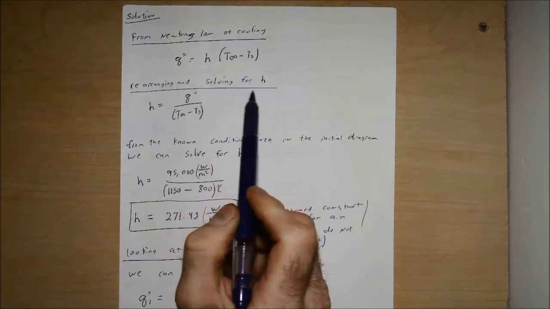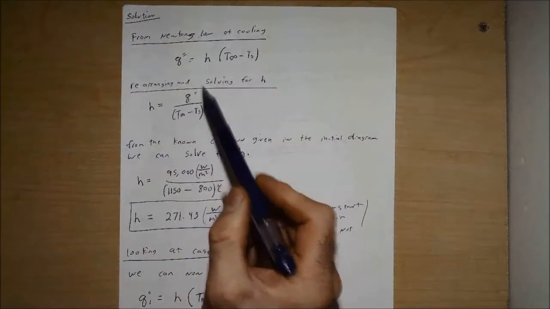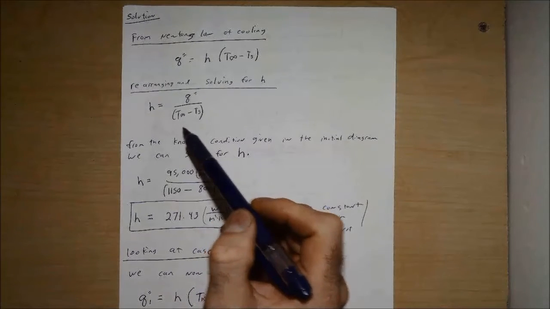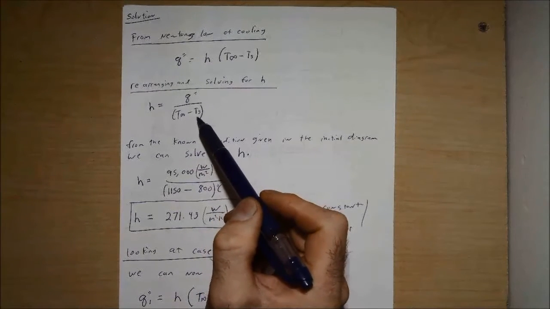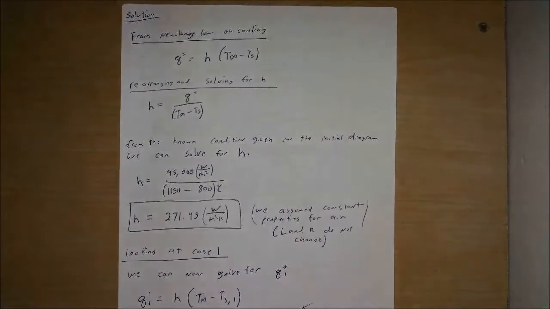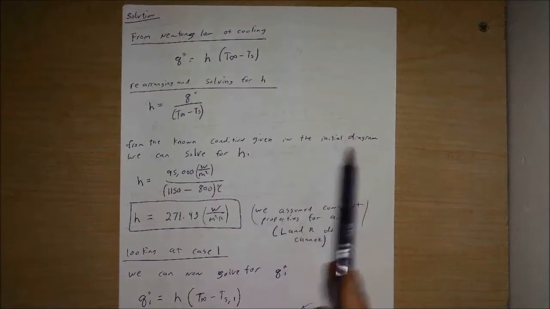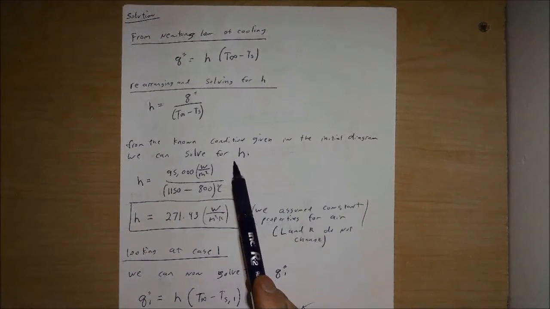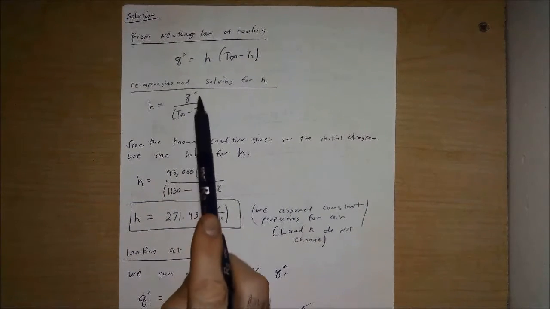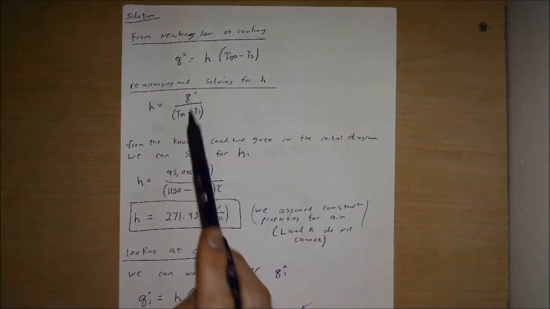We can rearrange this and solve for h. We do this here, and h is equal to our heat flux divided by our temperature difference of T infinity minus T sub S, which is our air temperature and our surface temperature of our blade. So, from our known conditions given in the initial diagram, we can then solve for h. We can plug in for these values up here. We have our heat flux given to us, our temperature of the air, and our surface temperature given to us for each of the cases.